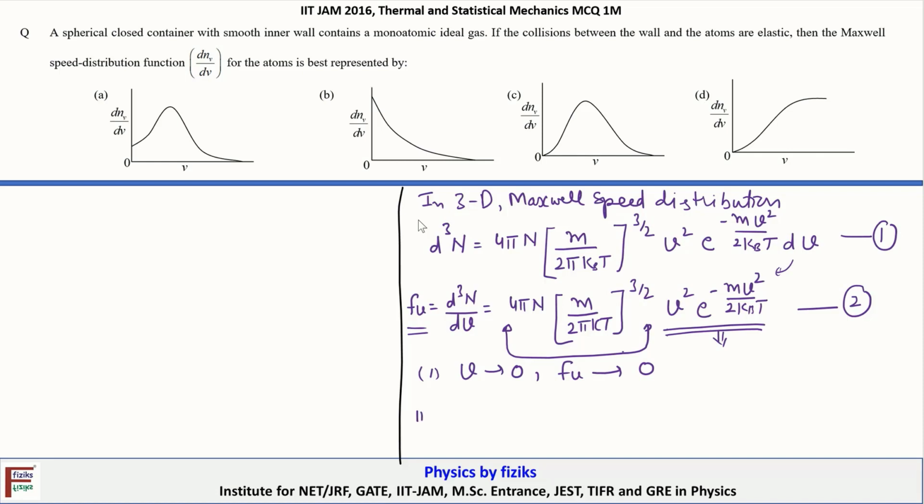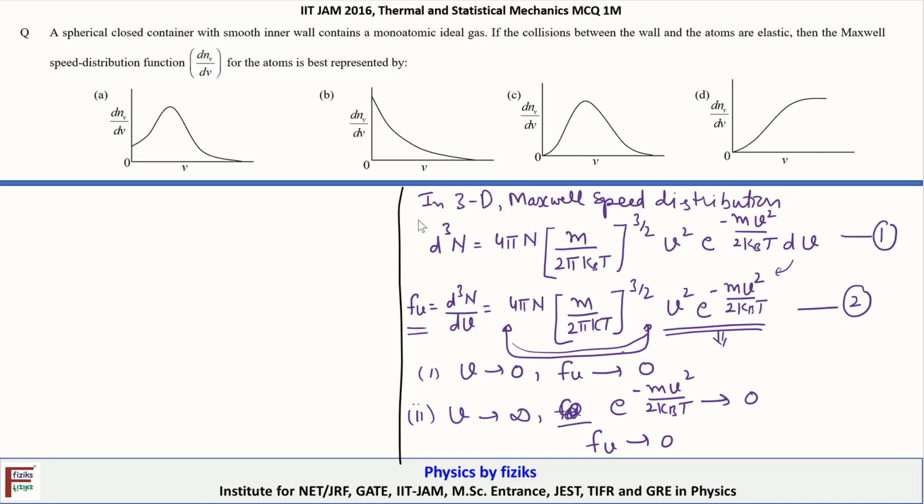Now in the second case, when speed is very large, let's say it approaches infinity, in that case f(v) can be approximated as v square, because all these quantities are constant, so the behavior of f(v) will be determined by the product of v square and exponential minus m v square by 2 kT. For a very large value of v, the exponential factor will dominate, and exponential minus m v square by 2 kT will approach 0. So therefore f(v) will approach 0 in this case also.